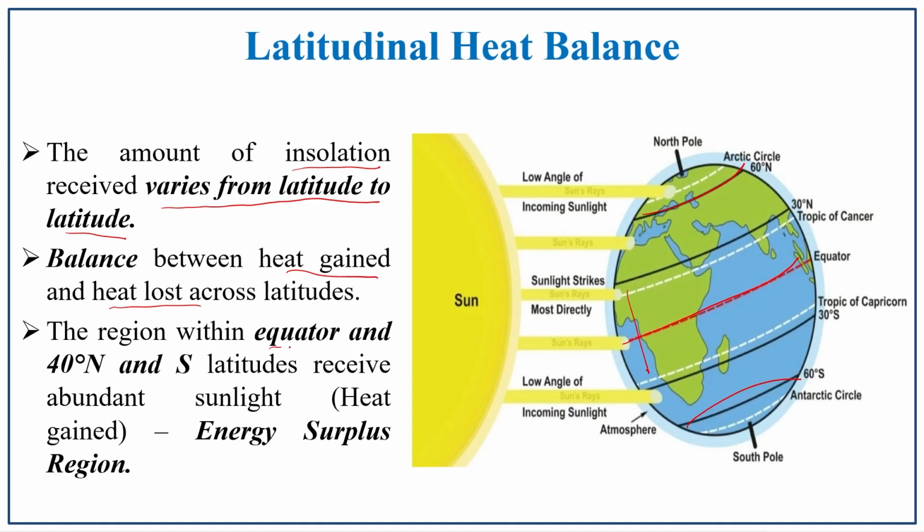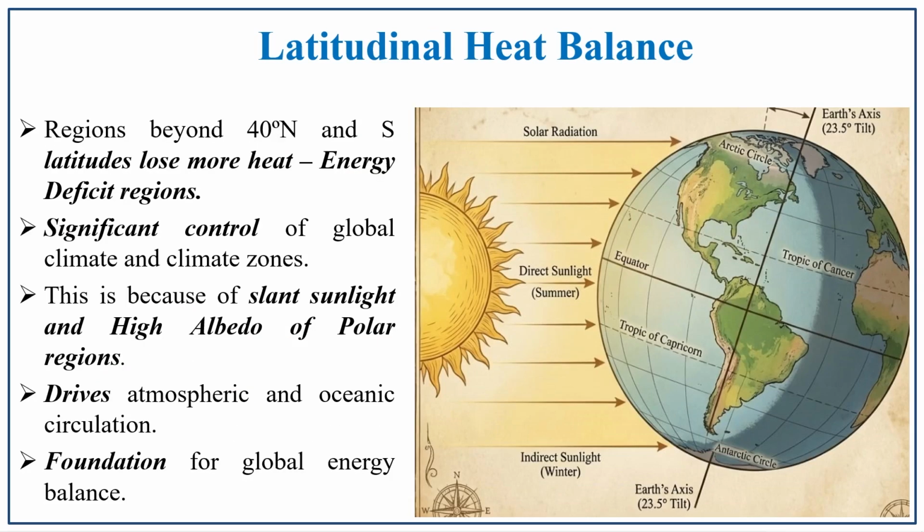The region between the equator and 40° north and south latitudes, from here to here, is especially where the sun's heat is gained. So, this is the region of surplus, the energy surplus region.